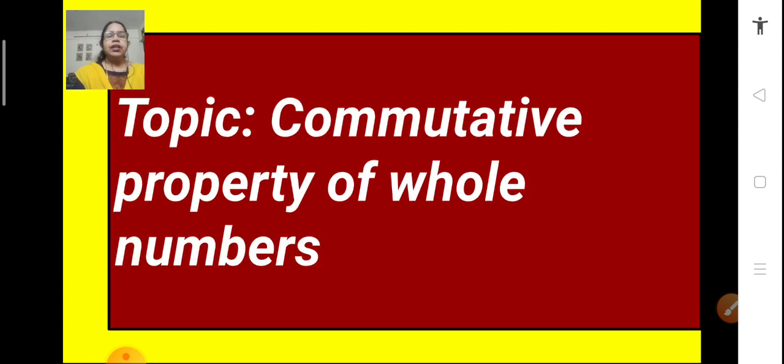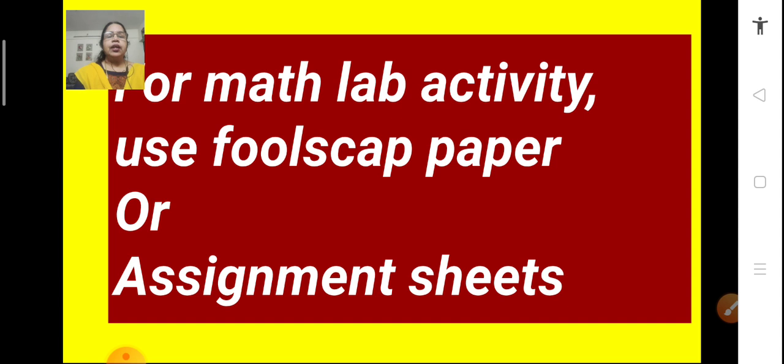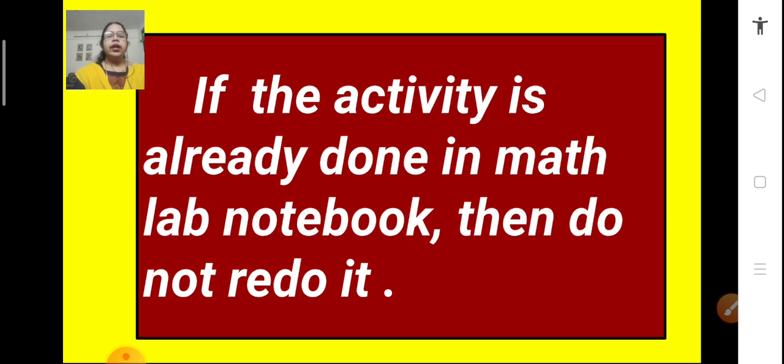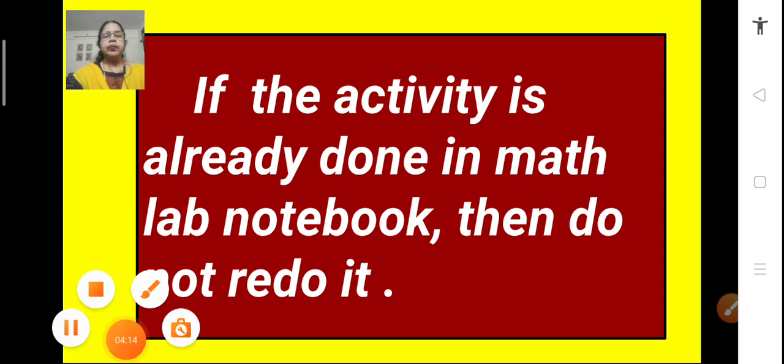The MATLAB activity is based on the commutative property of whole numbers. This activity can be done using foolscap papers or assignment sheets or your MATLAB notebook. If you have already done it in your MATLAB notebook, no problem, you don't need to do it again. Now let's watch the video carefully and follow the steps of the activity.